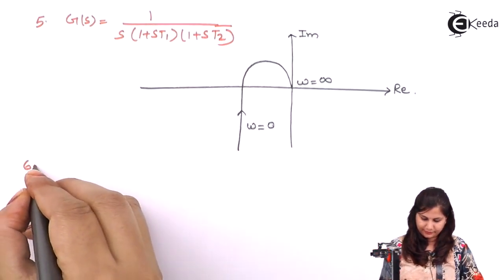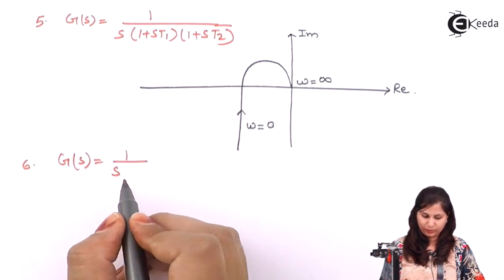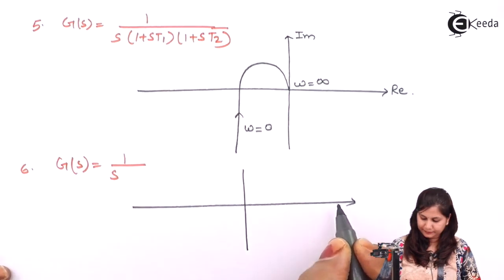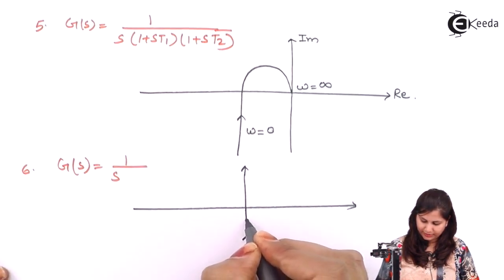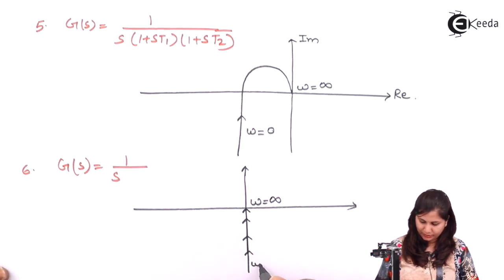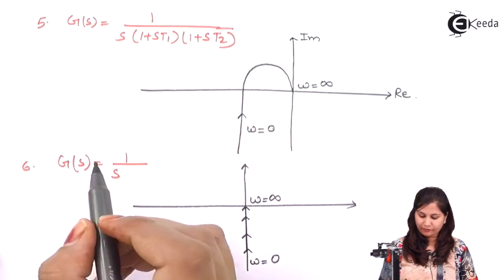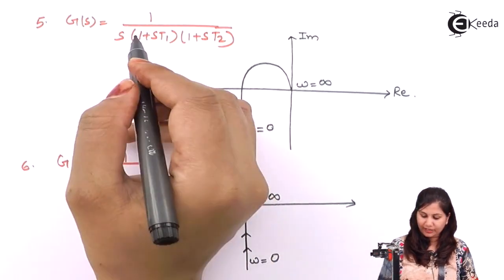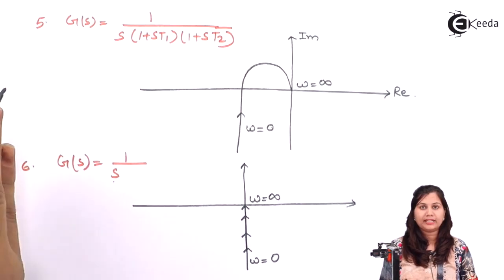Sixth, if we have only one pole and this pole is at the origin, that is 1 by s, then the polar plot will be like this. This is the imaginary axis. This is omega equals to infinity and this is omega equals to 0. So this is again the effect of adding poles, and with one pole at the origin, the polar plot will be like this. If we are adding two poles, then it will shift towards the left hand side.